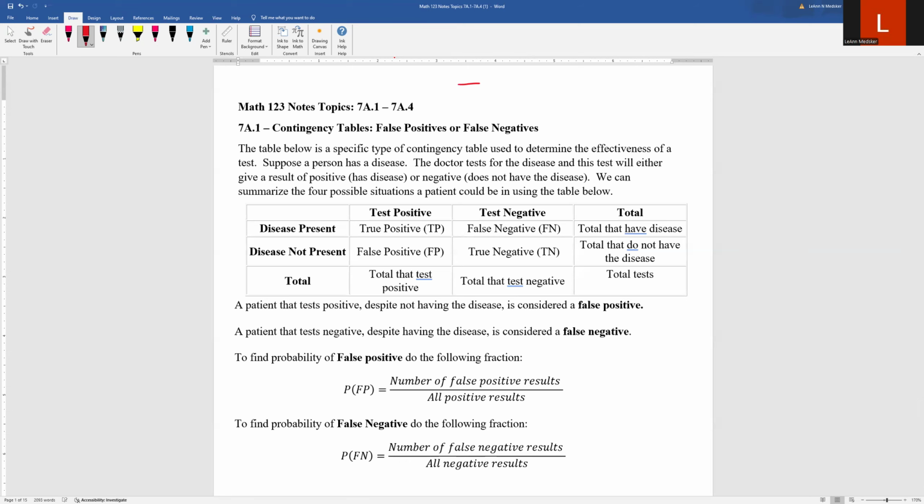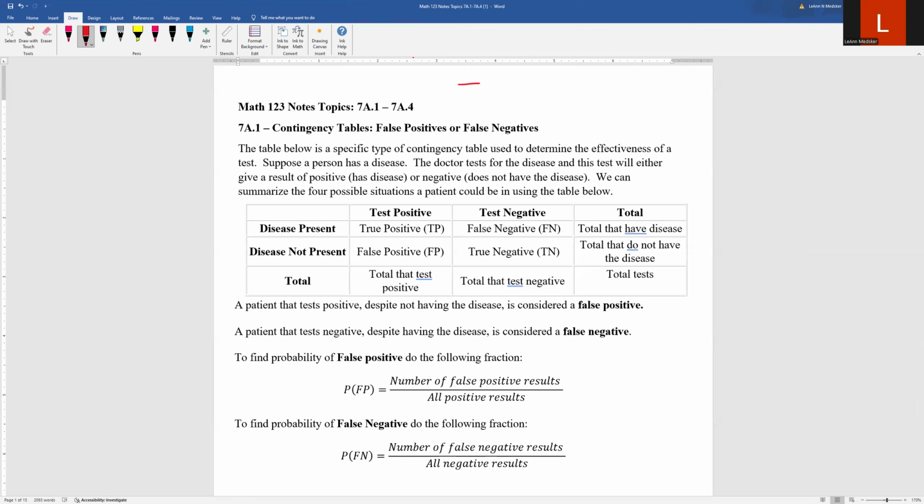So you have two things. You have a test coming back positive or a test coming back negative. And you actually have, is the person sick or not sick? So what is their actual body's state of being? Are they actually truly sick with that disease? Or is it a test that came back positive and they actually don't have it?